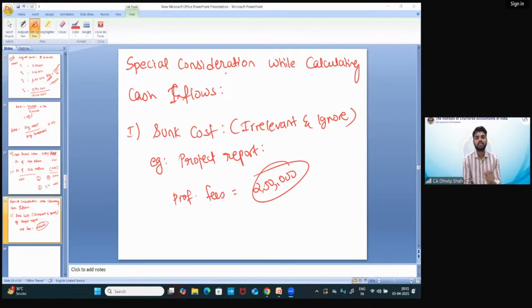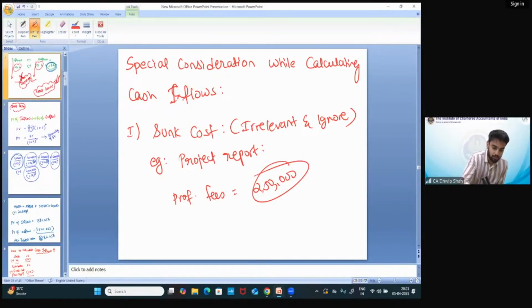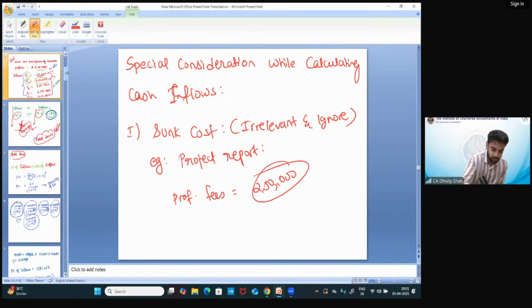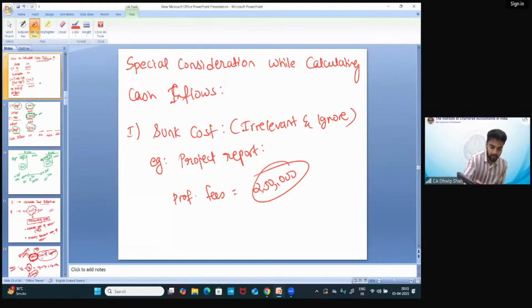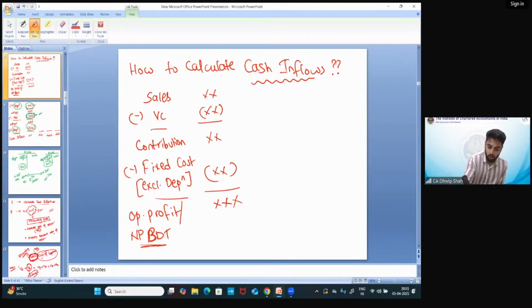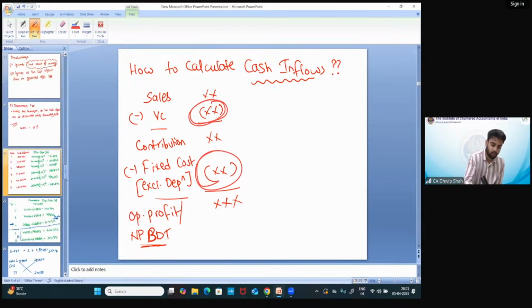So sunk cost is irrelevant for our calculation of cash inflows. It means हम यहाँ पे जो कॉस्ट माइनस करते थे ना, आ गया, where is the format, हाँ. Here this sunk cost will hold no place. Sunk cost will never get subtracted because it is irrelevant for the project. Are you getting this? So it does not hold any place in this format of cash inflow. So this is all about sunk cost.